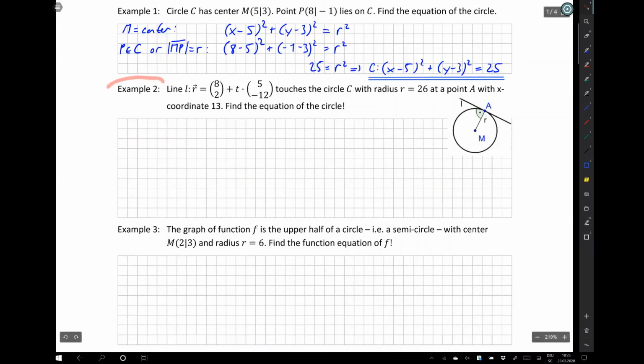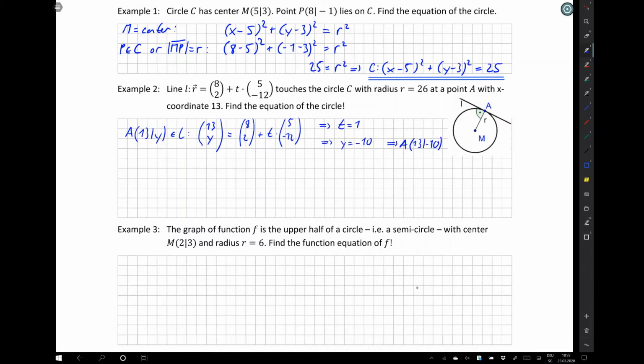Read example 2 and try to solve it on your own. Stop the film now. And here comes the solution. The point A with x-coordinate 13 lies on the line, so let's find its y-coordinate. From the x-coordinate we see that t is 1 and we get y-coordinate is minus 10. So point A has coordinates (13, -10).